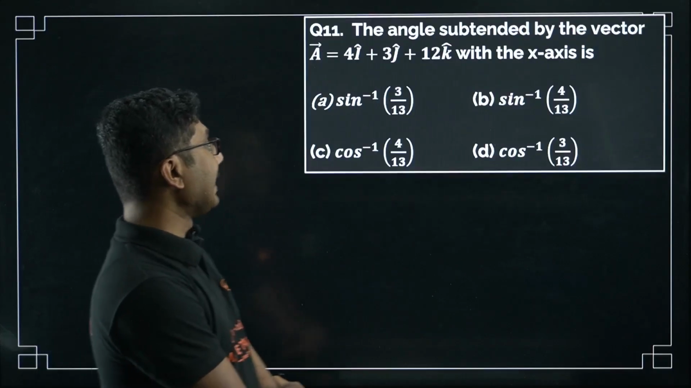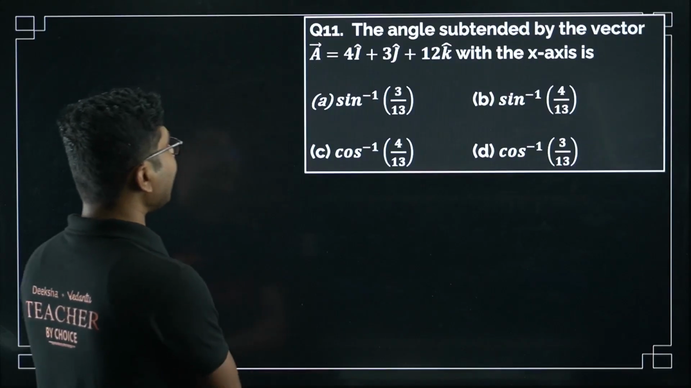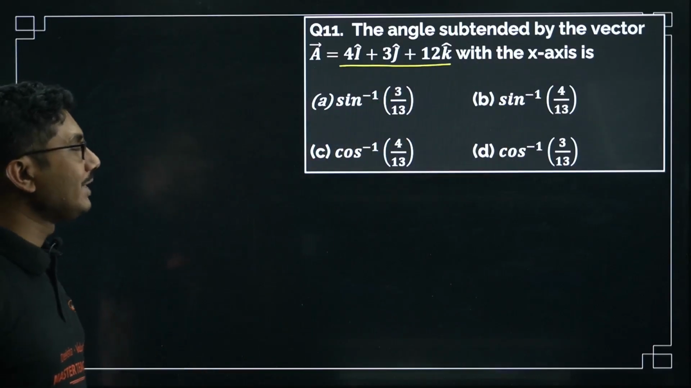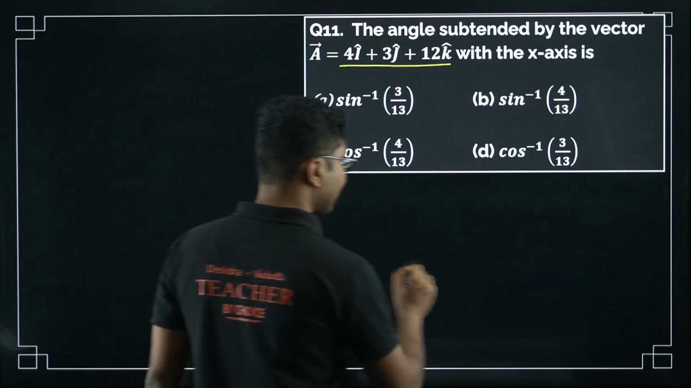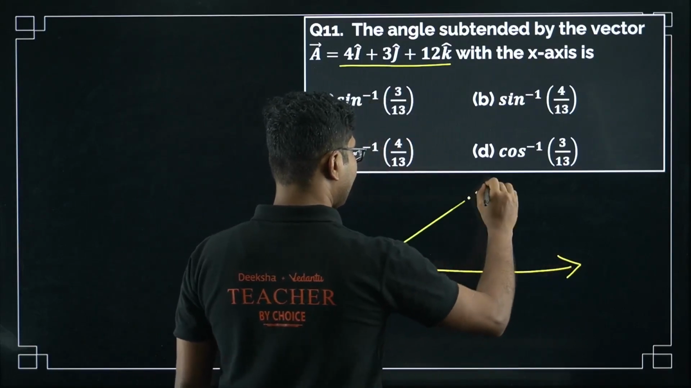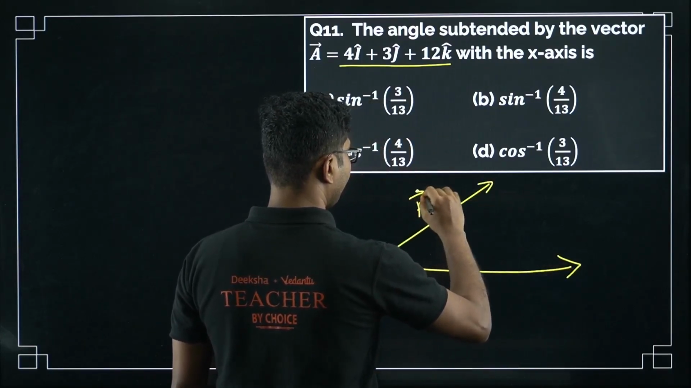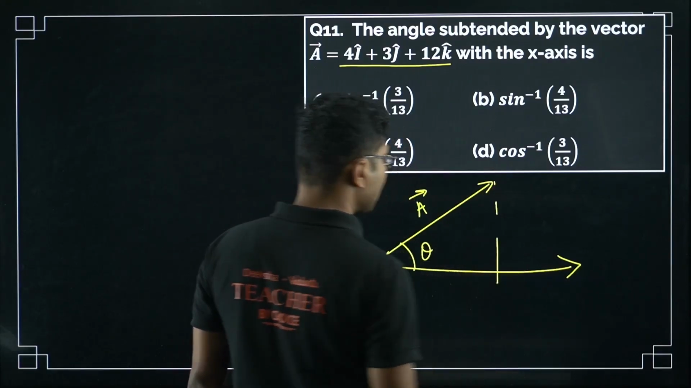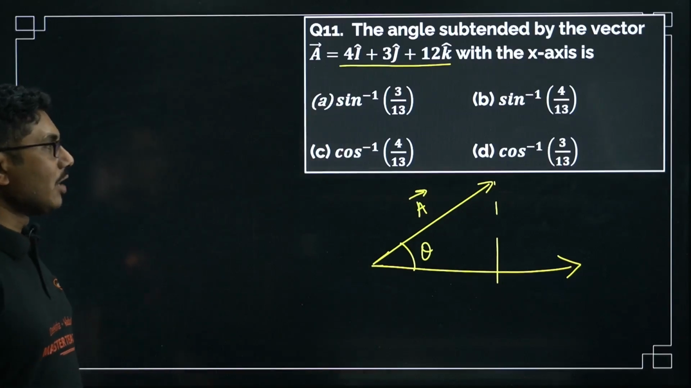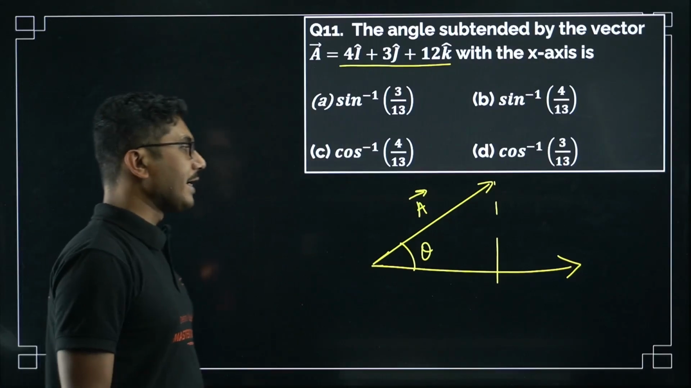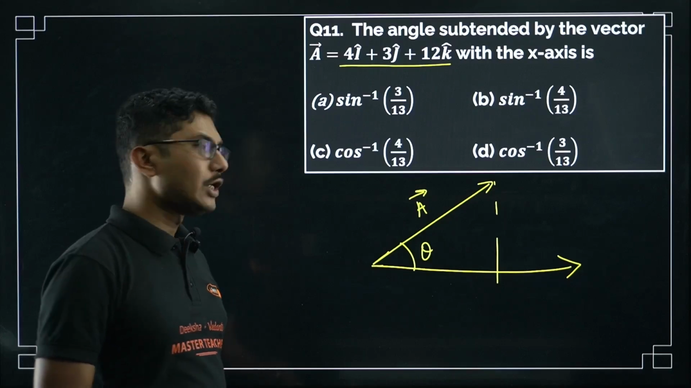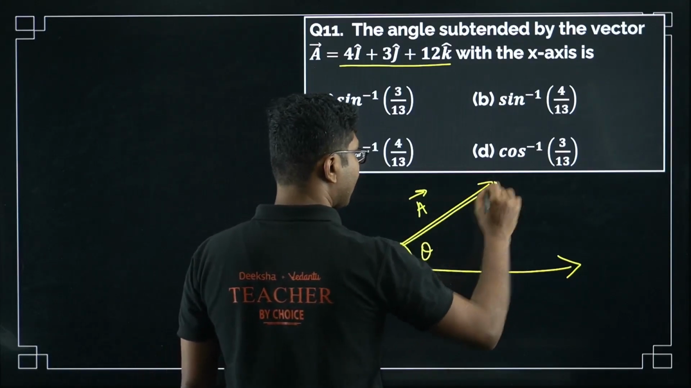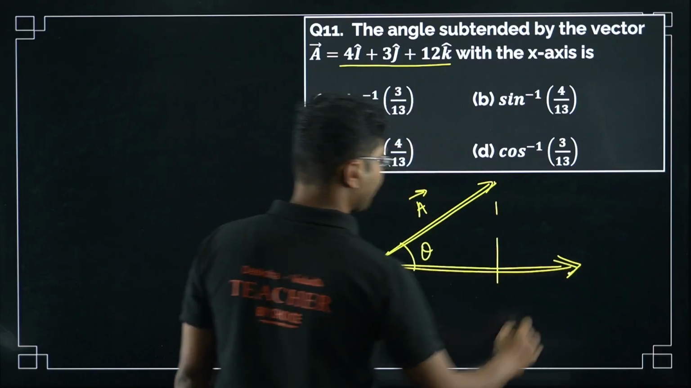Now, the angle subtended by the vector A, 4i cap plus 3j cap plus 12k cap, with the x-axis. So we have x-axis, we have the vector A. What is the angle subtended by the A vector on the x-axis? So that's what we are trying to find. How to do that? Whenever we try to find angle between two vectors, we have to take the dot product. Okay, dot product of A vector with the vector along this direction.